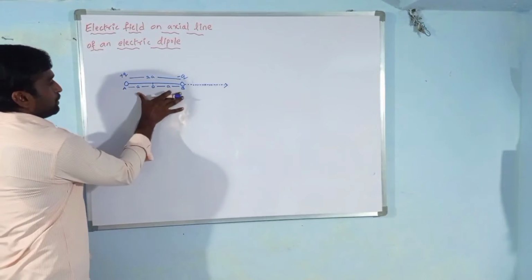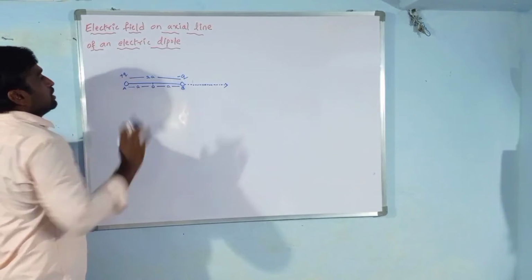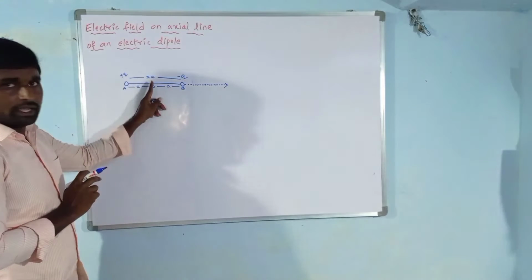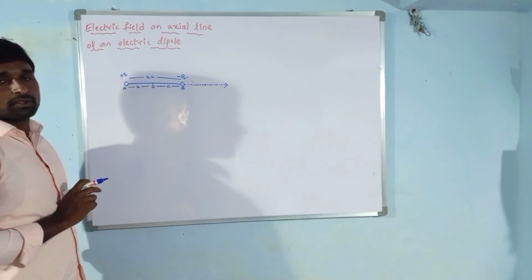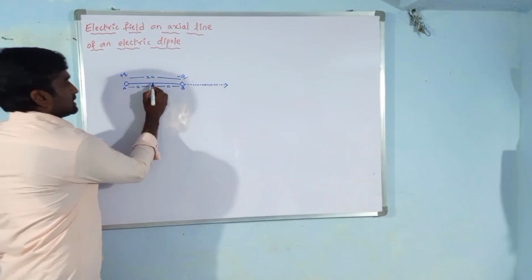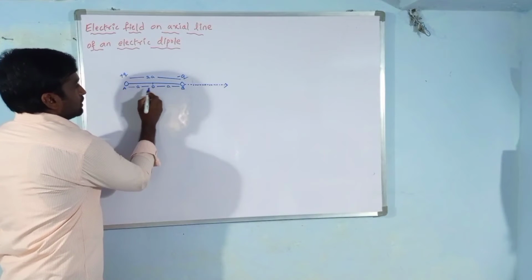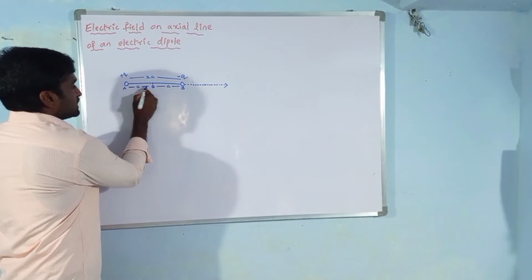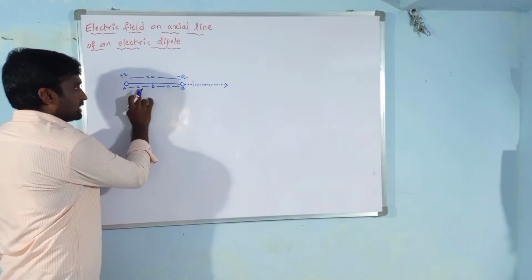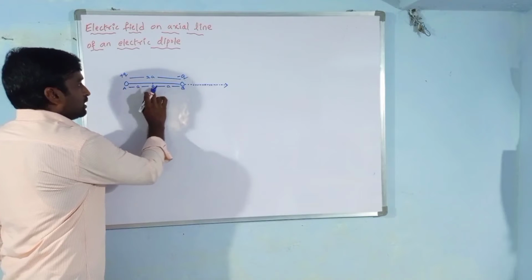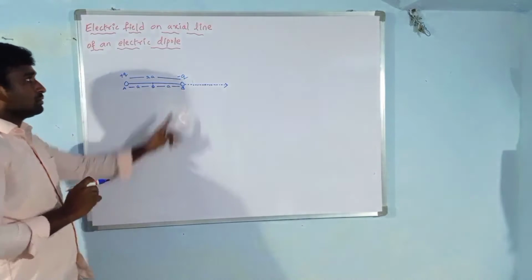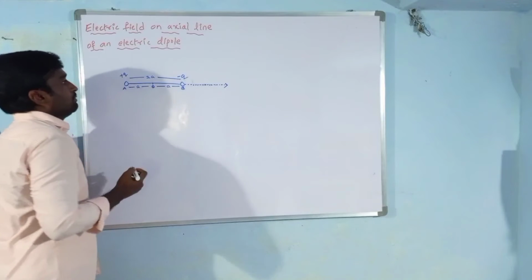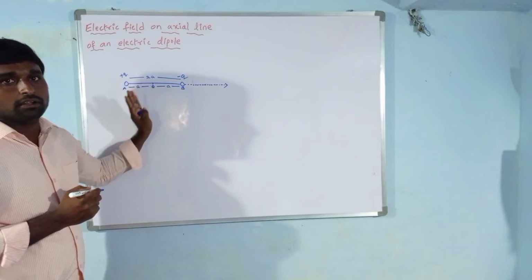See here, let's consider an electric dipole. AB is the electric dipole consisting of a positive charge and a negative charge separated by some distance 2a, placed in free space. This is the midpoint, the center point of the dipole. The distance between the positive charge and the midpoint is a, and the distance between the midpoint and the negative charge is also a.